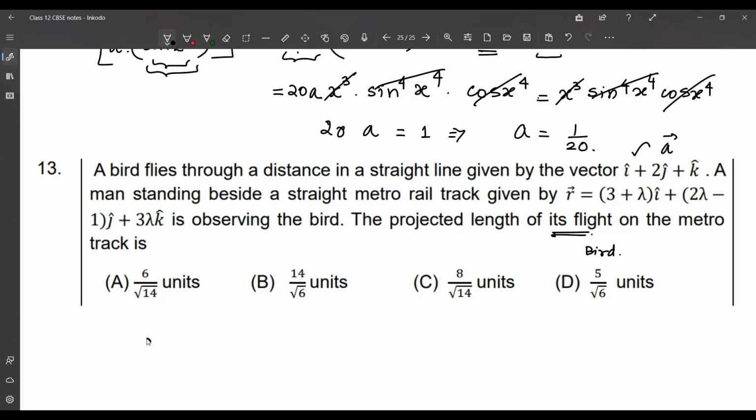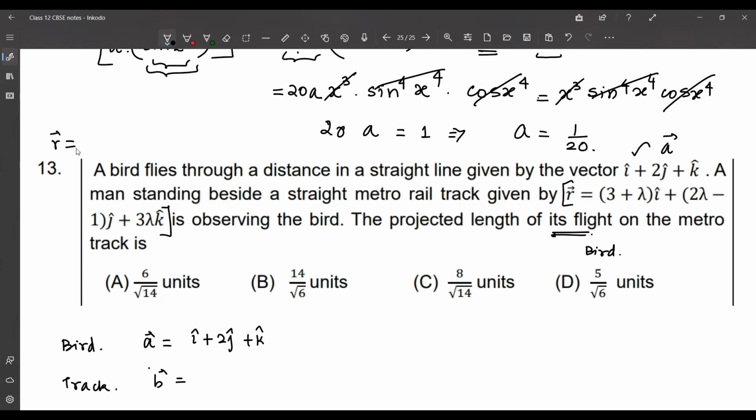There is this a vector, which is i plus 2j plus k vector. And there is one more. The a vector refers to the bird's vector notation. And the man is standing beside a metro rail track. The track is b vector. And the characteristic of a line equation is given by the parallel vector of the line equation. So here I'm going to take just the parallel component in this line equation.